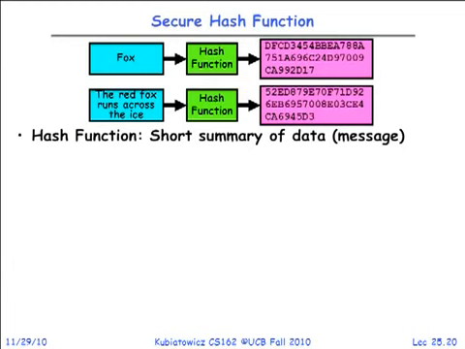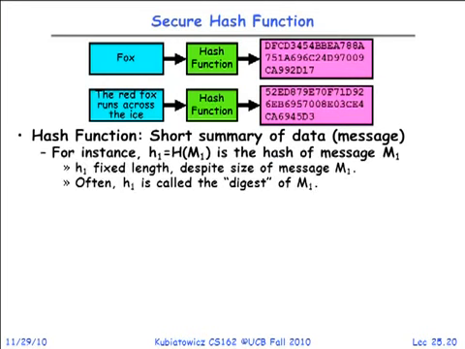The idea here is we have our input message, like "the red fox runs across the ice." When it goes through the hash function, we end up with a fixed-length digest, which is a fixed number of bits that is the result of the hash function on the original data. It doesn't matter how long the original data is; the hash output is the same length. For instance, H1 is the hash of message 1. H1 is fixed length, message 1 might vary. H1 is called the digest.